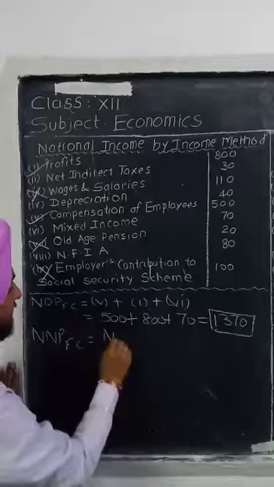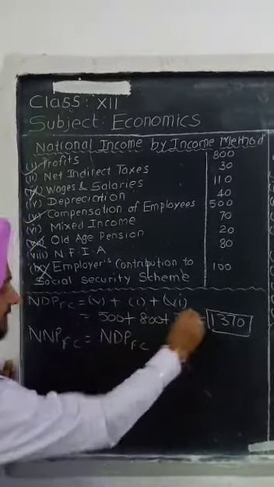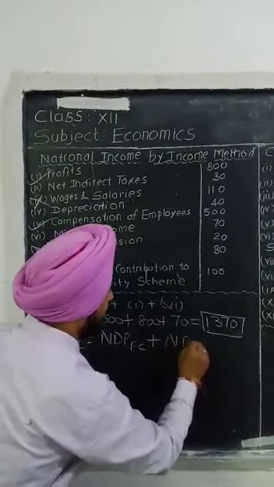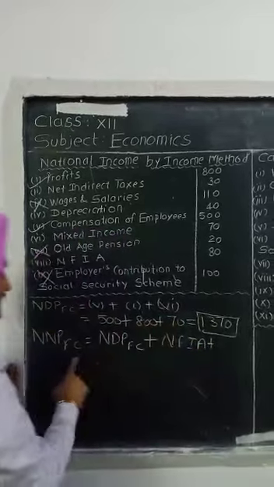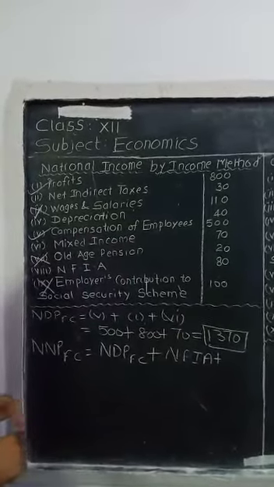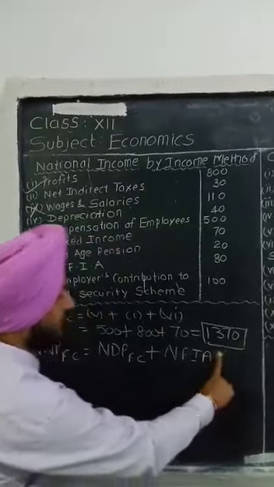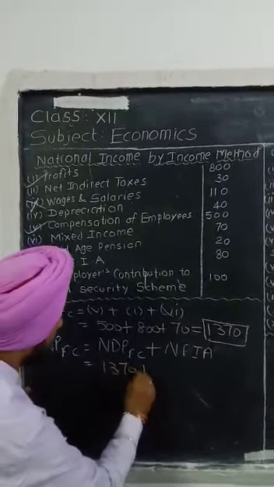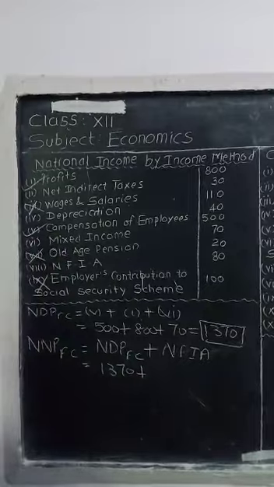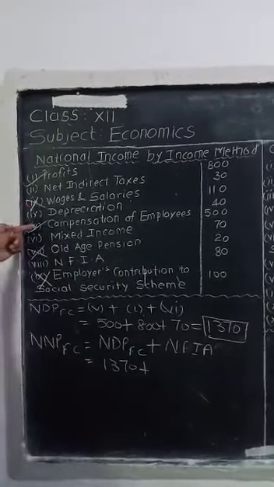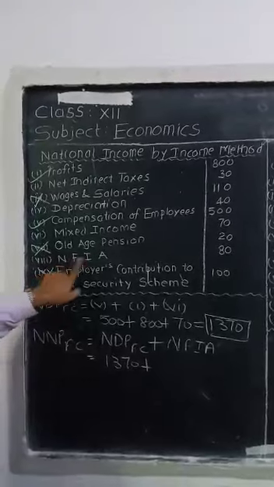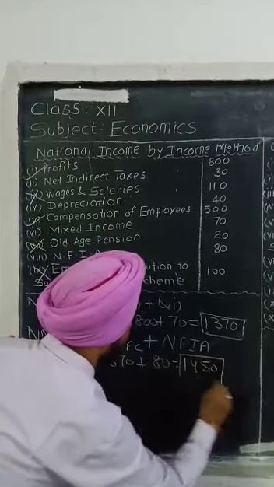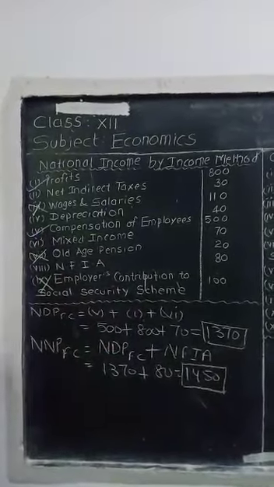So you will write here NDP at FC, which we have just completed, plus, from domestic to national, we have to add net factor income from abroad. Then there is no need to add anything more, there is no need to subtract anything more. So NDP at FC, that is 1370, plus net factor income from abroad. Where is net factor income from abroad? That is 80. So it will be 1450. So you can calculate anything from these 4 points.